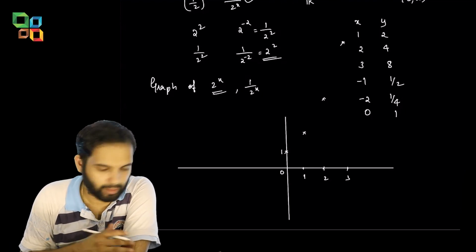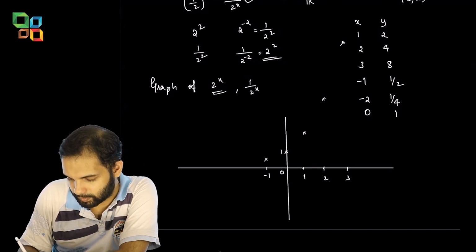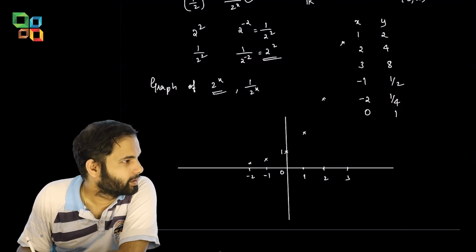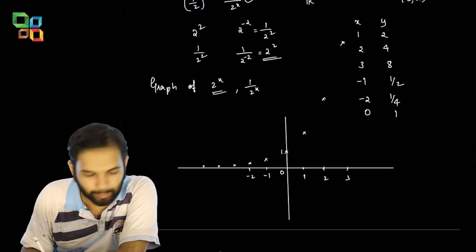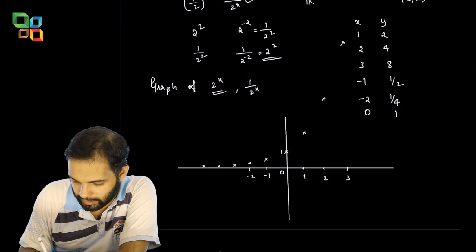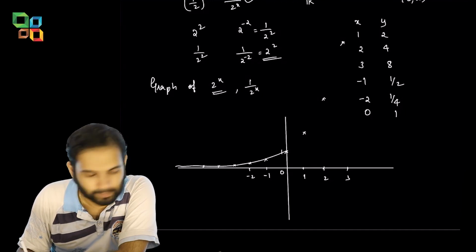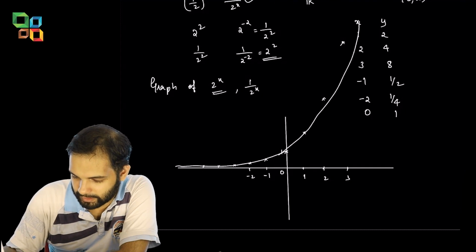Is it okay? So for negative 1, we are saying it's half of this. For negative 2, it's again half of this. So it will keep, yeah, it will never meet the x-axis, right? The distance will keep on reducing, but it will never meet the x-axis. So your graph will look something like this. Fine. On the other side, it will go something like this.